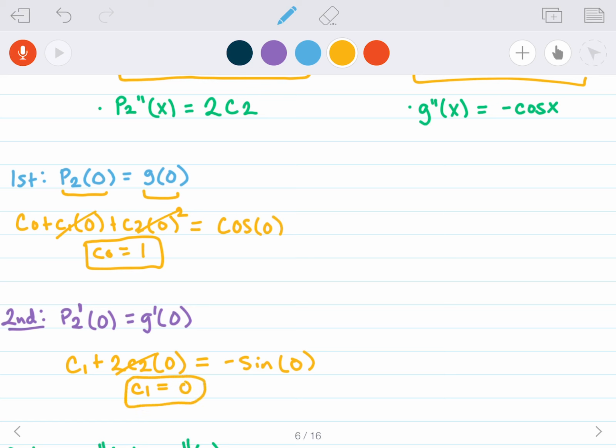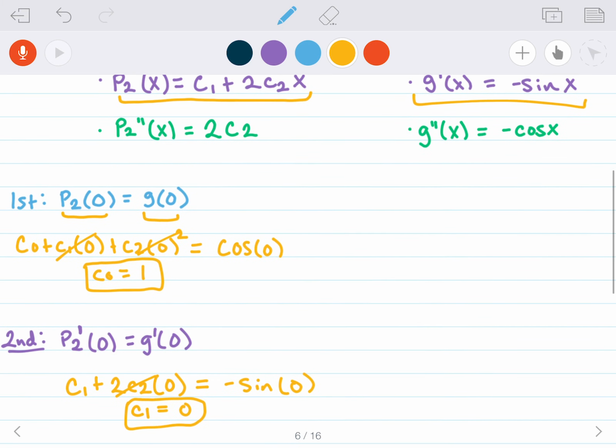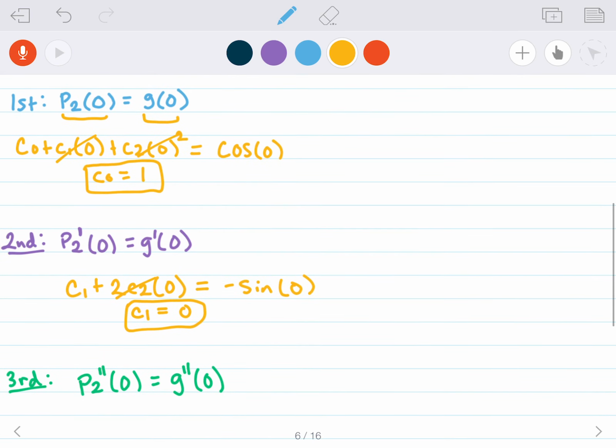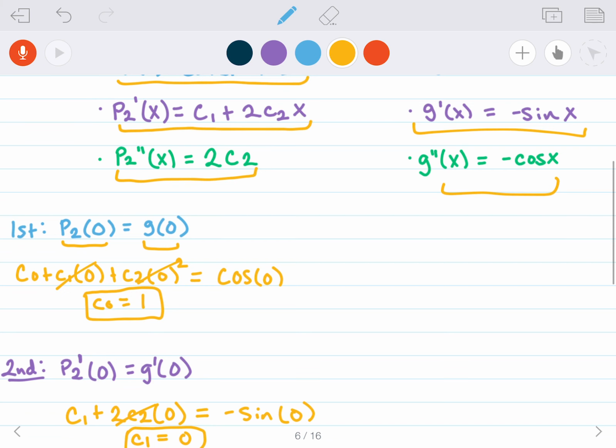Cool. All right. We have our first two coefficients figured out. Now we just need the third one, and bam, we have our quadratic approximation. Pretty cool. So now the third condition is we want the second derivatives to be equal to each other at x equals 0. So going back up here, we have that our second derivative is 2c2. All right, so we want 2c2 to equal, well, negative cosine of 0.